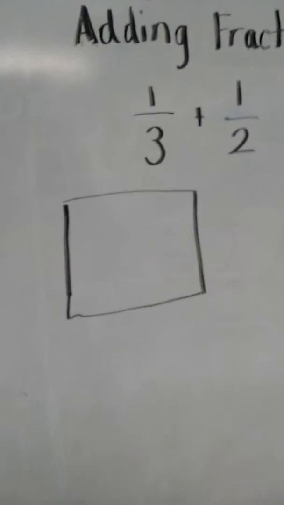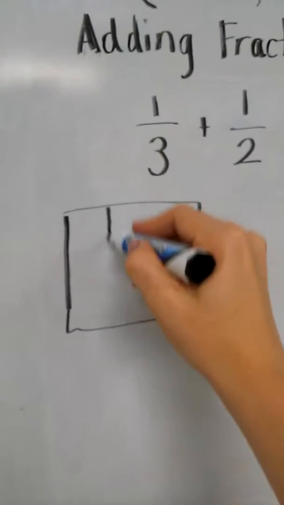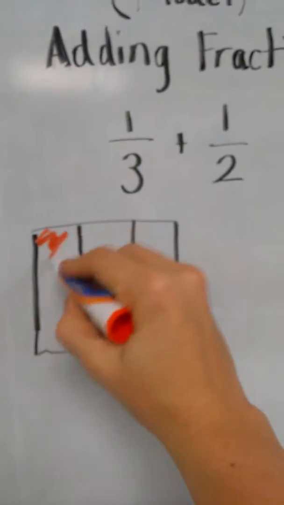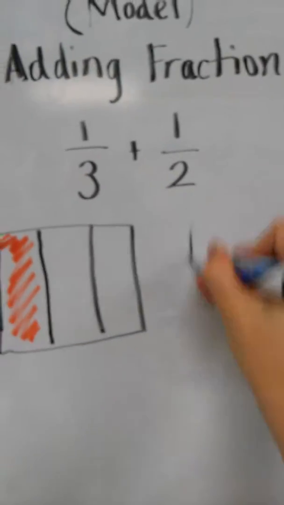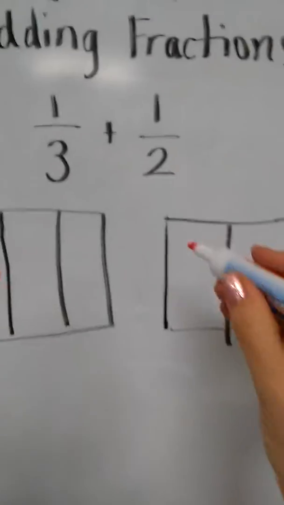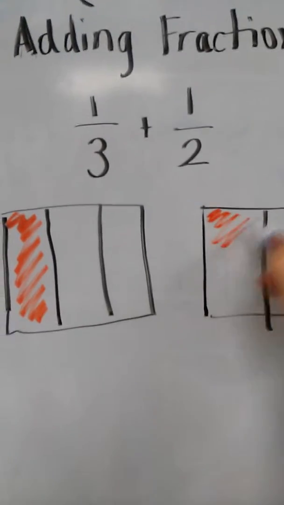So I'm going to draw one model, and I'm going to represent 1/3 on it. The denominator tells me to divide my model into 3 equal parts. And my numerator tells me to shade one of those parts. And then I'm going to draw a model for 1/2. And I'm going to shade half of it.